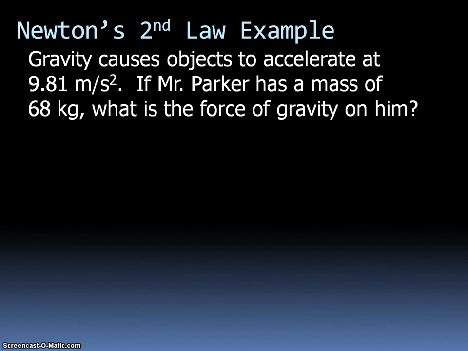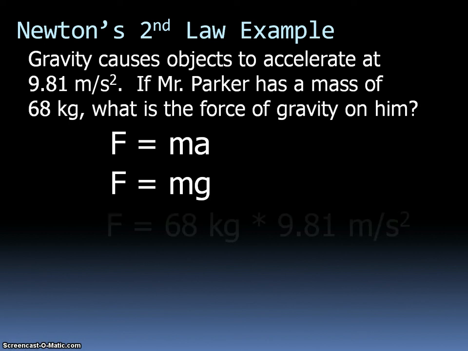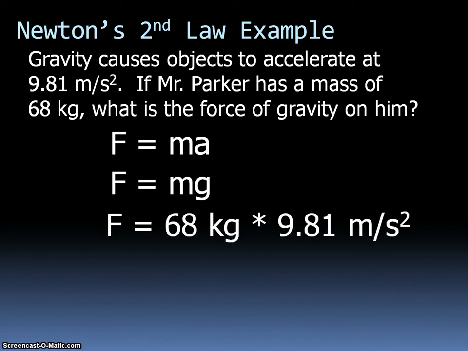Keeping that in mind, let's do a quick weight calculation. The force of gravity causes objects to accelerate at 9.8 meters per second every second. Remember, this is an acceleration. Well, if I have a mass of 68 kilograms, what is the force of gravity on me? I'm going to be using Newton's second law to figure this out, but instead of a generic acceleration, I can use the acceleration due to gravity. So the force is equal to mg. 68 times 9.81 meters per second every second gives us a force of 667 newtons downward towards the center of the Earth.